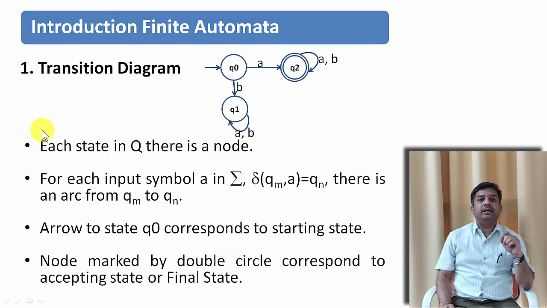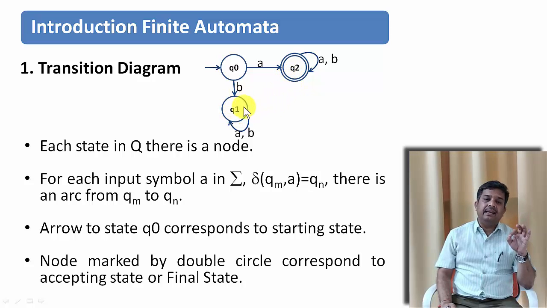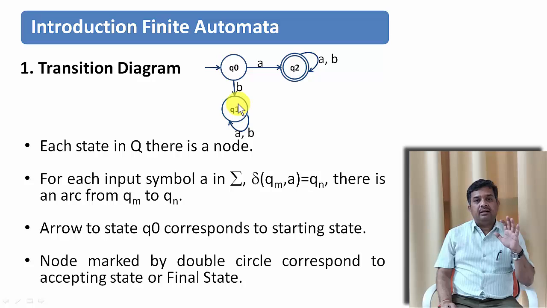Let us take an example here. Here you can see Q0 is a state where only an incoming arrow is there, so it is the starting state. Q2 is a state with a double circle, so it is the final state. And Q1 is any other intermediate state that is present in this particular finite automata.